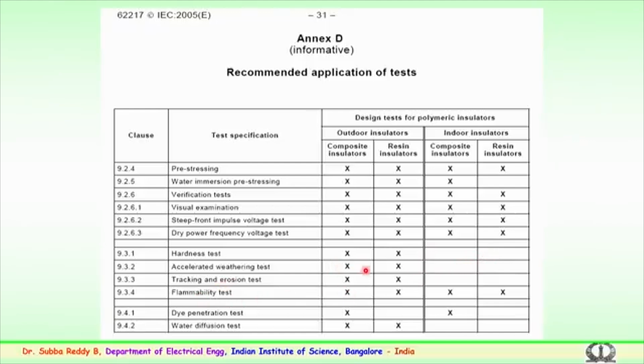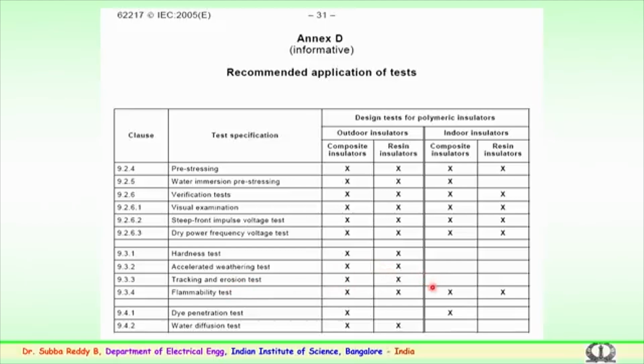Accelerated weathering test, again on the rubber sheds, is required for the outdoor insulators. Tracking and erosion: what is the tracking, what is the erosion, how it happens and what are the tests to be carried out, we will be discussing when we discuss the methods of tracking and erosion.